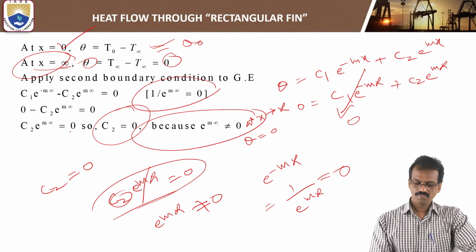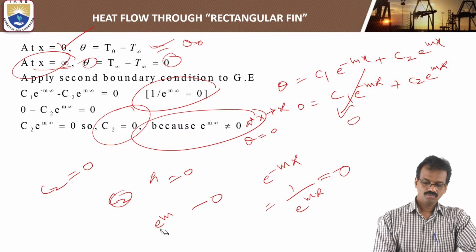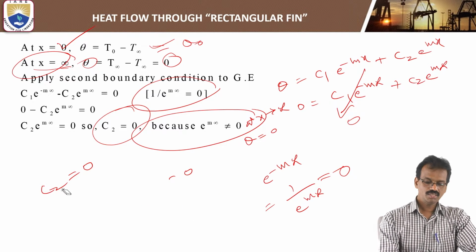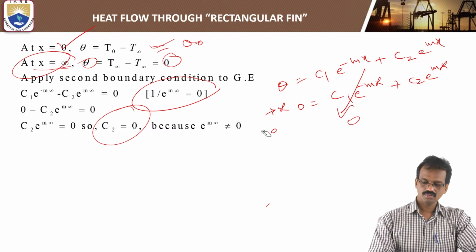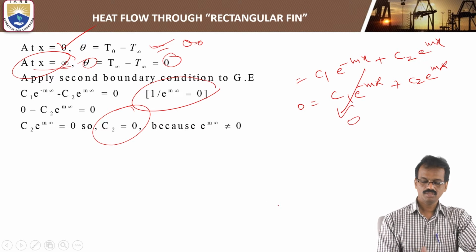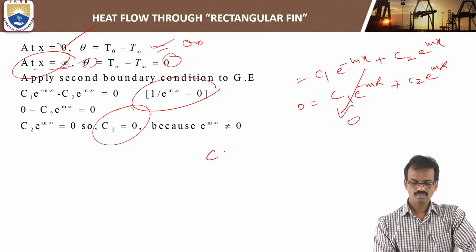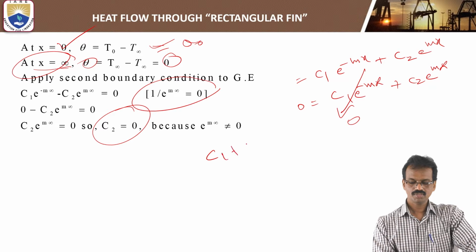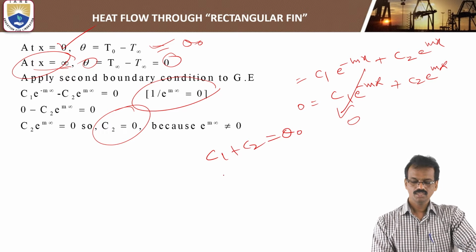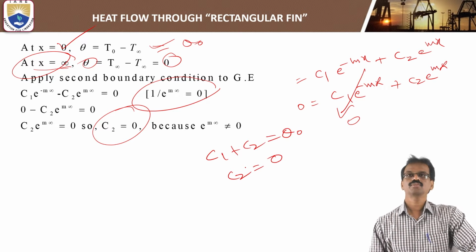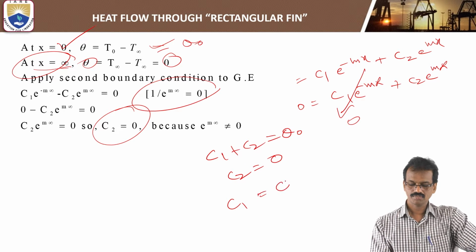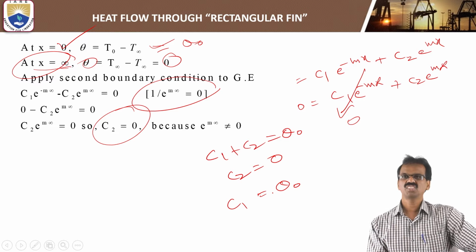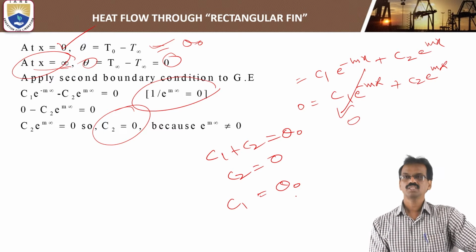Based upon the first boundary condition, C1 plus C2 is equal to theta naught. We got two equations: from the first boundary condition, C1 plus C2 is equal to theta naught, and from the second boundary condition, C2 is equal to 0. Then C1 is equal to theta naught, because C2 is equal to 0.